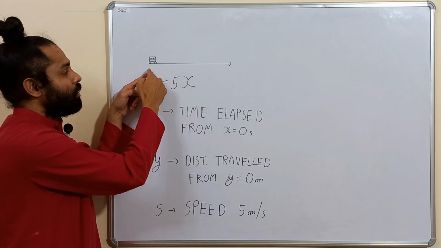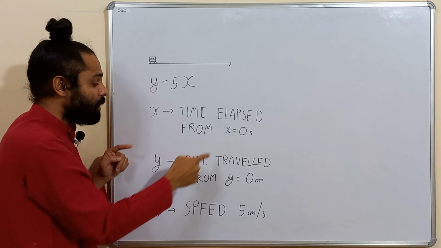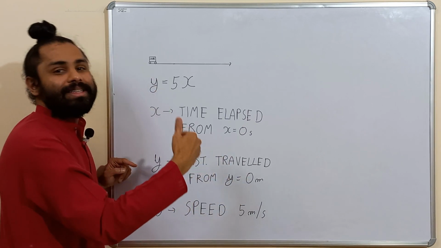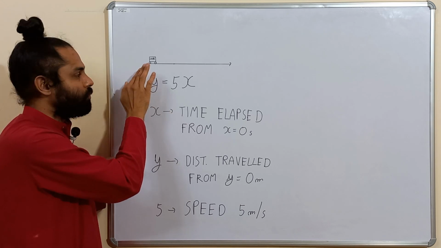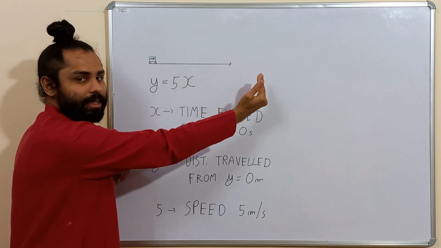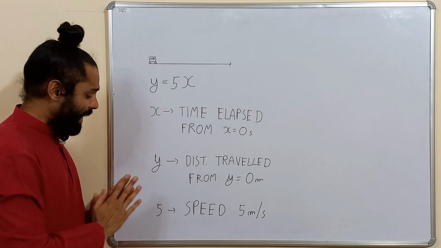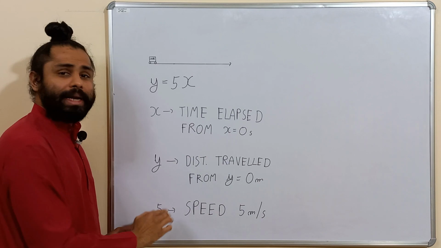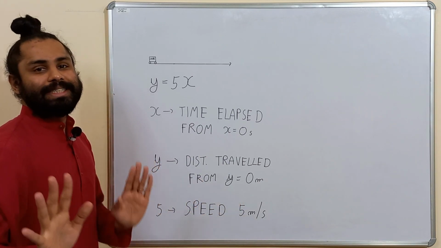So the distance is always measured from here, and the starting position for the distance, just like the time, is now Y equal to 0 meters. So X equal to 0 seconds, Y equal to 0 meters. From here we measure both passing time as well as the distance traveled by the car. And while it's doing so, it's maintaining a constant speed of 5 meters every second.